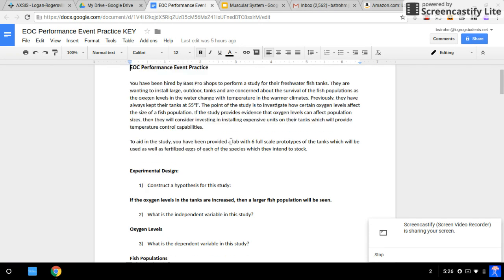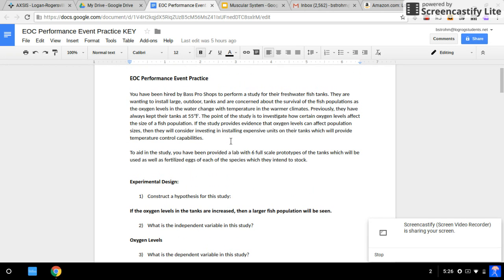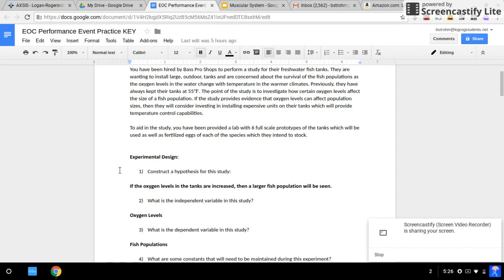Okay, so first thing that you'd want to do is try to figure out what exactly the purpose and point of this experiment is. And they tell you that the purpose here is to investigate oxygen levels and fish populations. So right there, we know what our two variables are going to be that we are studying. We're going to be looking at fish populations and oxygen levels.